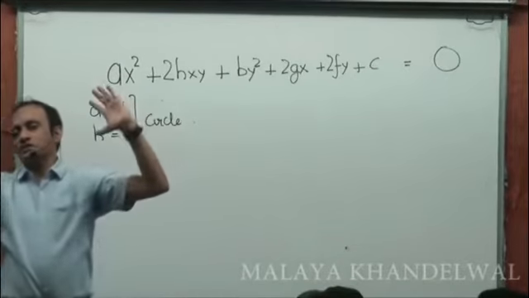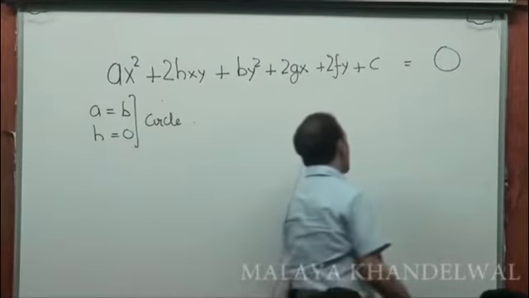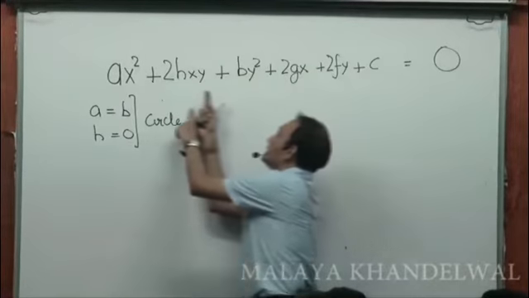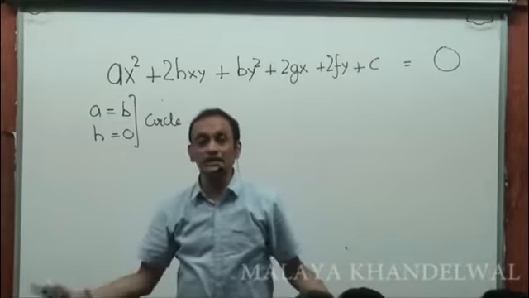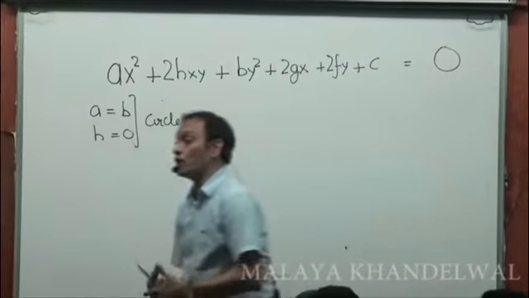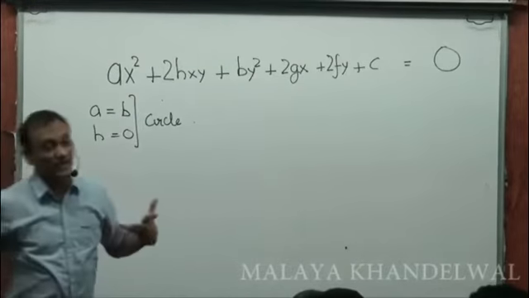So whatever it represents, and whenever it does so, this essentially is called a second degree curve. You know, the circle, the parabola, the ellipse, the hyperbola, they are all second degree curves.